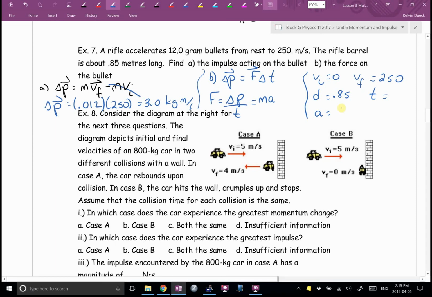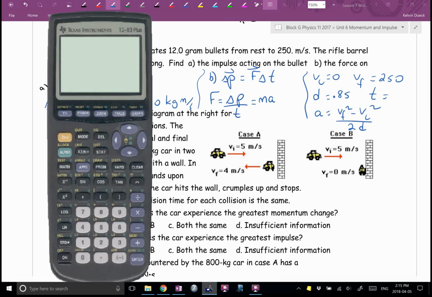So I'm going to go VF squared minus VI squared all over 2D. Remember that one? I'm going to go 250 squared minus 0 squared. I probably didn't need to type the 0 squared. All over 2 times 0.85. And I get an acceleration of, that's really big. Wait a minute. It's a bullet. It should be huge. It's a bullet, so I think I'm okay with that.